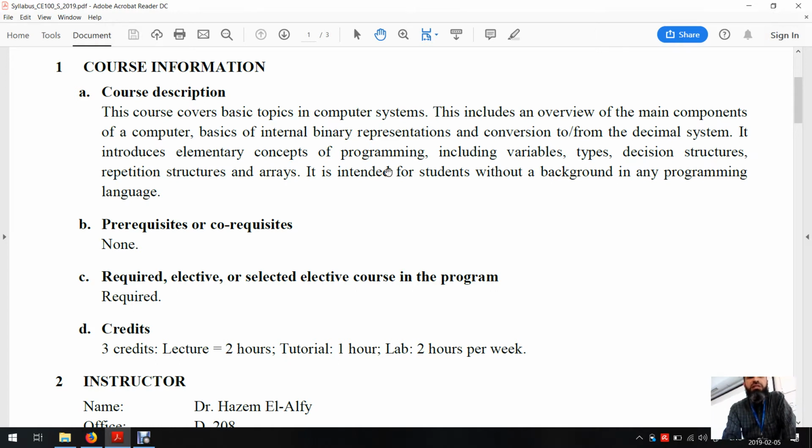So we are going to start with elementary concepts, the basic principles. A very simple course. I expect everyone in this course to get an A. Yes? Everyone, A. This is a very simple and elementary course.